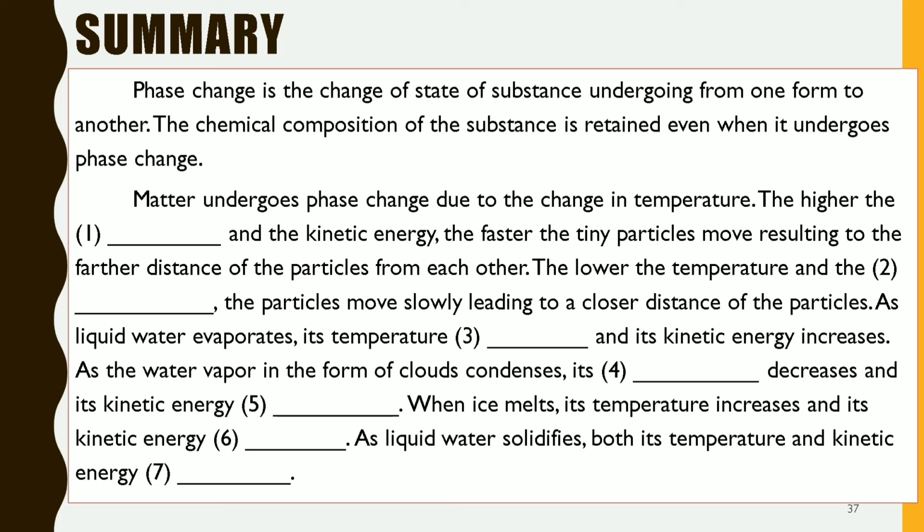The higher the blank and the kinetic energy, the faster the tiny particles move, resulting to the farther distance of the particles from each other. The lower the temperature and the blank, the particles move slowly, leading to a closer distance of the particles.